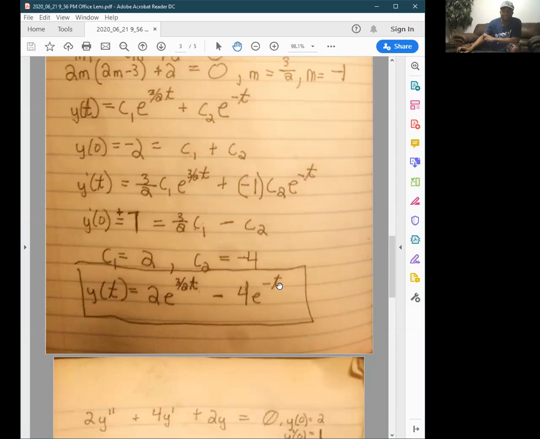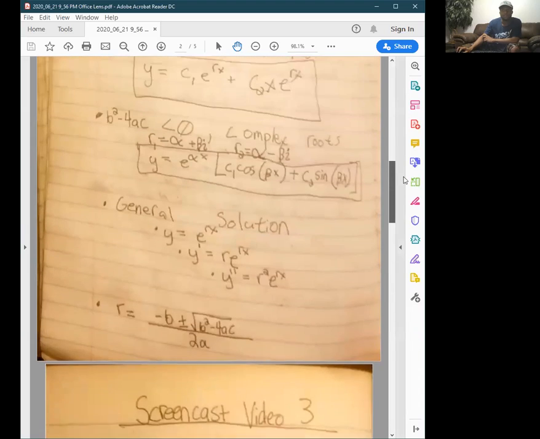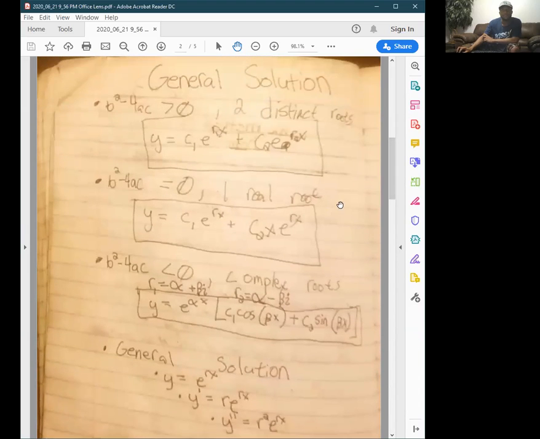For the second one, this will be for the second formula up here, when the discriminant is equal to 0, where you only have 1 real root.